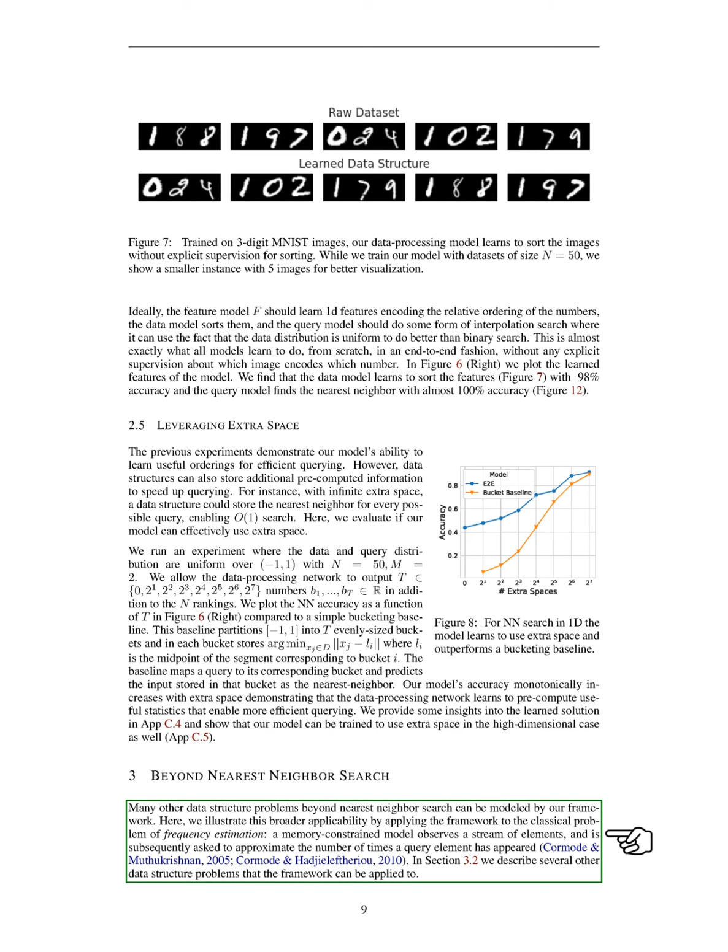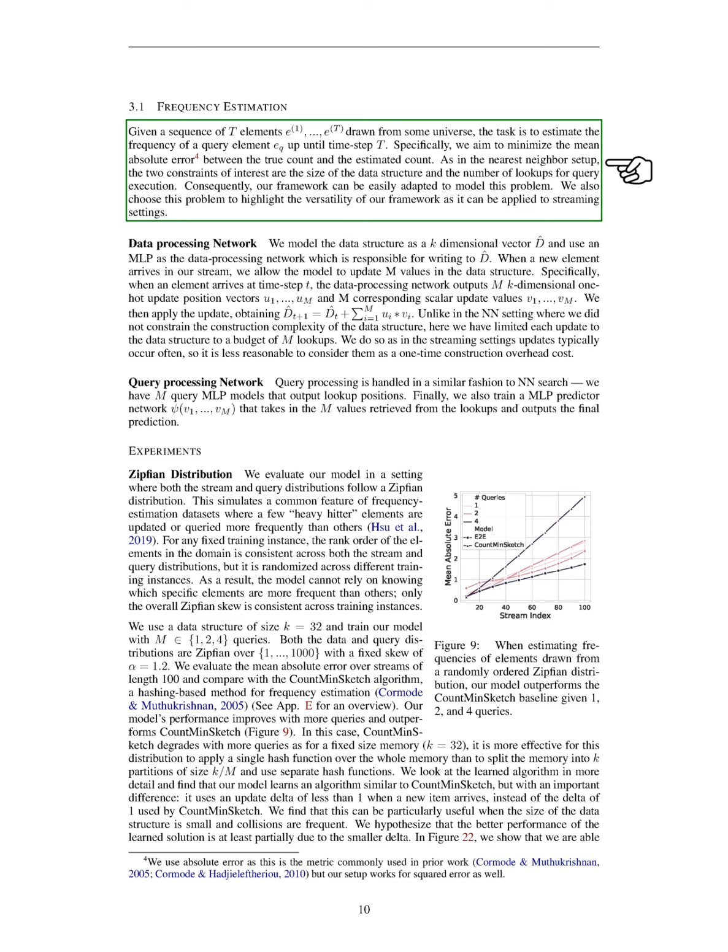Section: Frequency Estimation. In this section, we focus on frequency estimation. We have a sequence of elements and our goal is to estimate how often a specific element appears up to a certain point. We aim to reduce the average error between the actual count and our estimate. Similar to the nearest neighbor approach, we consider the size of our data structure and the number of lookups needed for queries. Our framework is adaptable to this problem, especially in streaming scenarios.